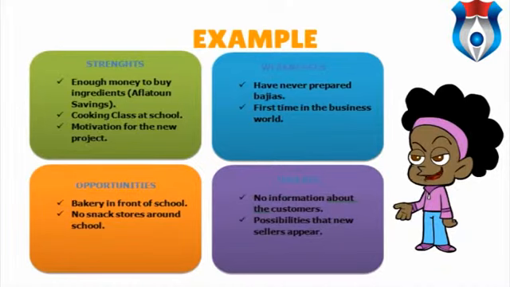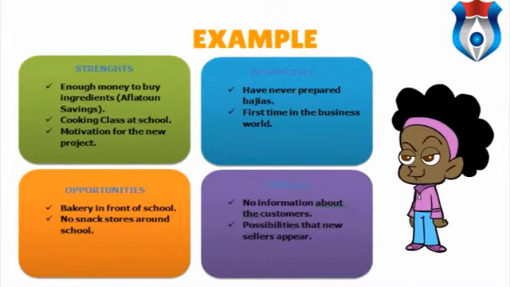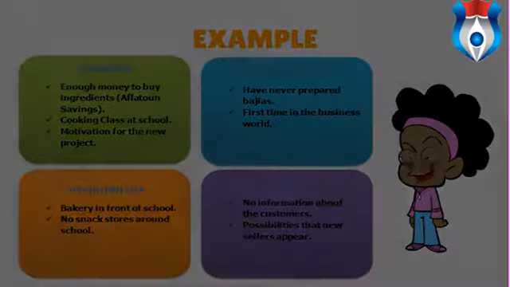Opportunities: there is a bakery in front of school. No snack stores around the school. Threats: no information about the customers. Possibilities that new sellers appear. As you can see, it's easy, just need practice.